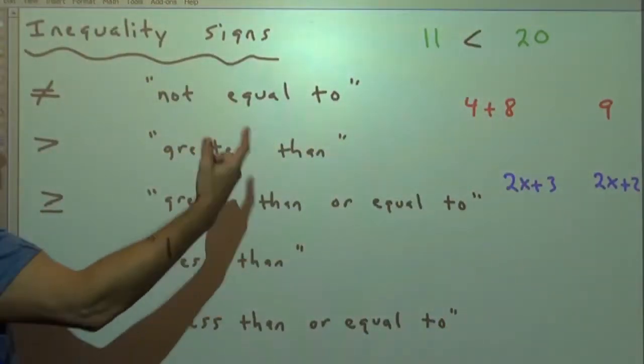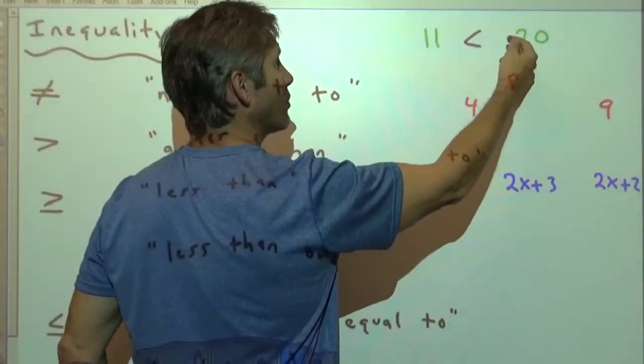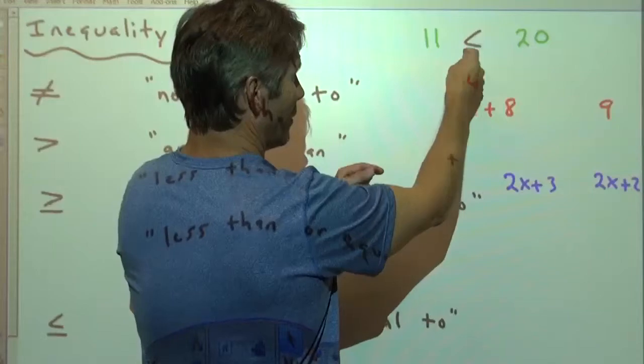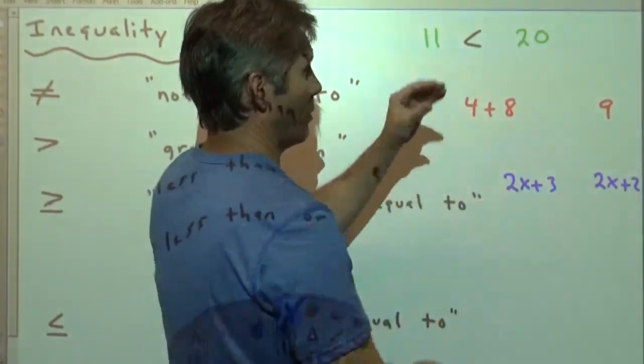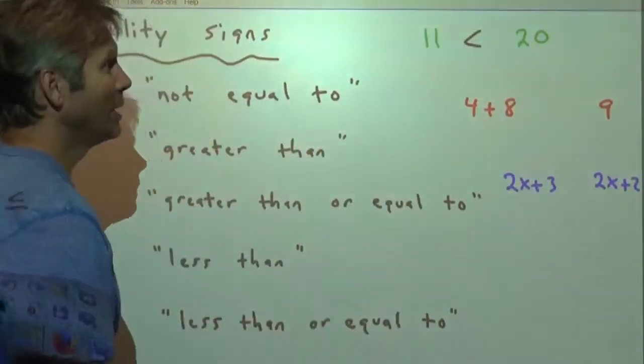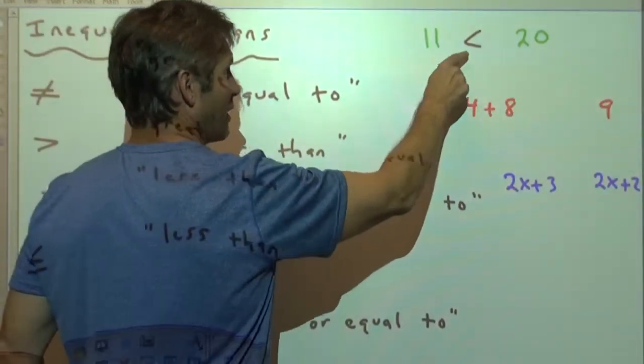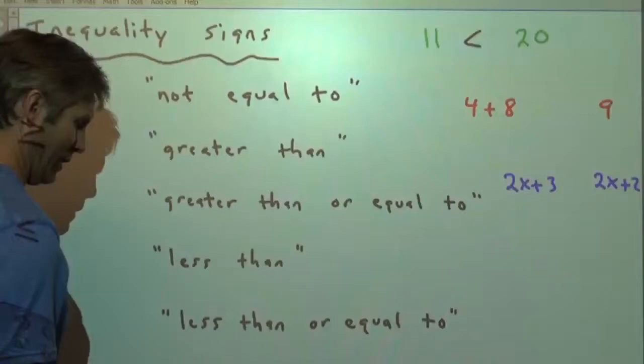Now, by the way, you can read it the other way. You can say that 20 is greater than 11 because the sign implies that the smaller number is this way and the bigger number is this way. Remember where the alligator mouth is? But technically that's a less than sign, but we have the right to say 11 is less than 20 or 20 is greater than 11.